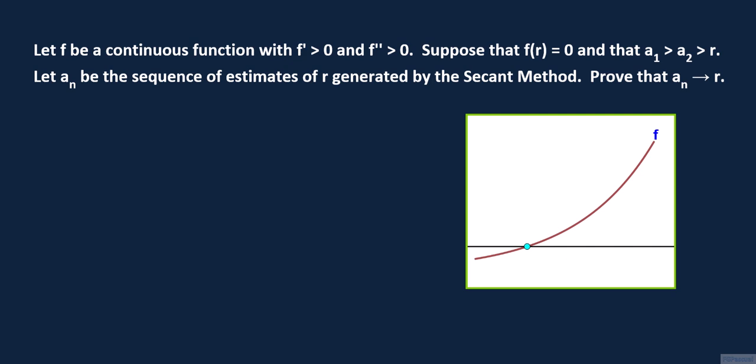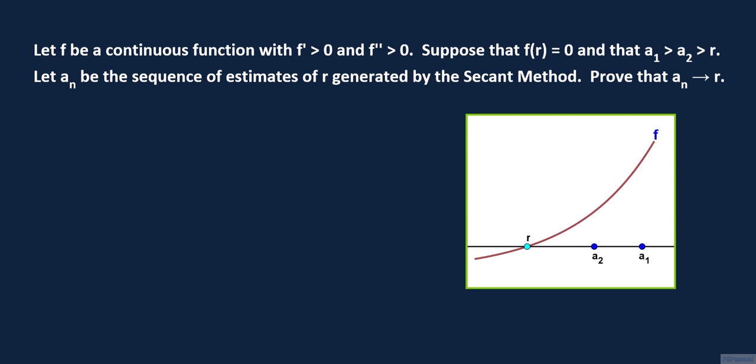This exercise is a proof exercise for the convergence of the secant method when it is used under certain conditions to approximate the roots of the equation f(x) = 0. The function f is given to be continuous and with positive first and second derivatives. Suppose that a₁ > a₂ > r, where x = r is the unique solution to the equation f(x) = 0.